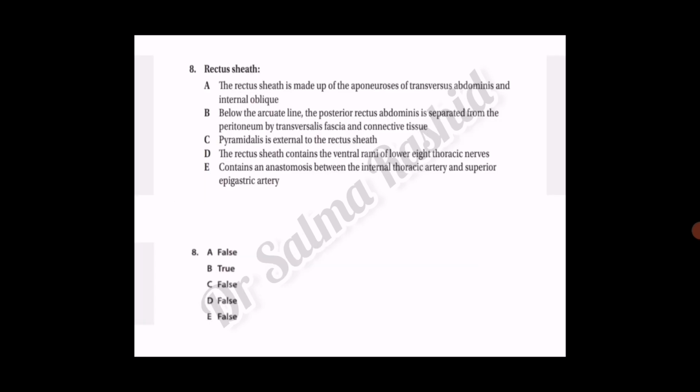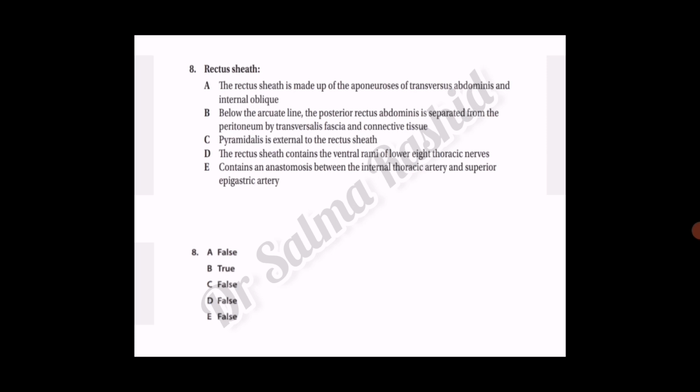Now the question is the rectus sheath. The rectus sheath is made up of the aponeurosis of transverse abdominis and internal oblique. It is false because rectus sheath is made up of aponeurosis of external oblique, internal oblique, and transverse abdominis muscle. Below the arcuate line, the posterior rectus abdominis is separated from the peritoneum by transversalis fascia and connective tissue. It is true. Now, pyramidalis is external to the rectus sheath. This is false because pyramidalis is present inside the rectus sheath.